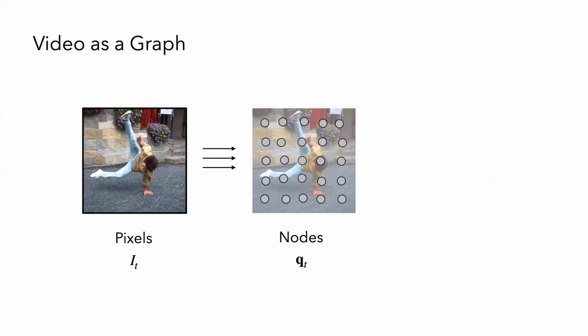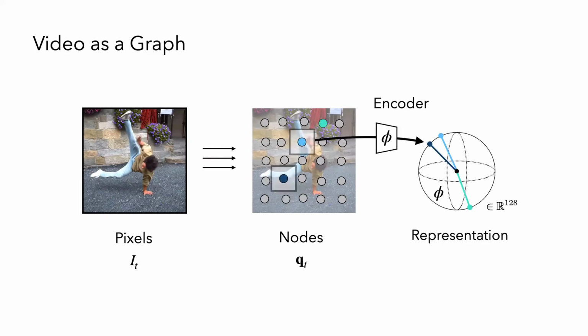Concretely, given some frame at time t, we extract a set of nodes q_t. In practice, we can do this simply by, for example, extracting a grid of patches. We can map each of these nodes to their representation using an encoder, and this encoder will be exactly what we'd like to learn.